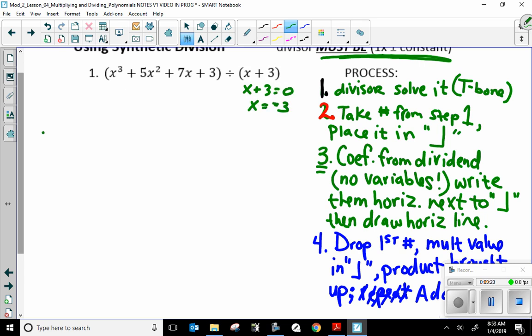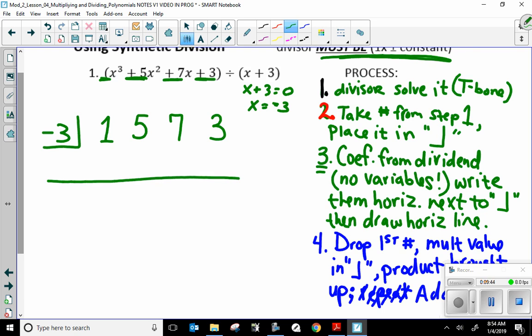I put -3 in this backward L. I want the numbers with their signs, not the variable. So it's positive 1 in front of x cubed, a positive 5, a positive 7, and a positive 3. Get rid of all the letters. I draw a line down here, and this is where the fun starts. I drop, and I multiply. -3 times 1 is -3.